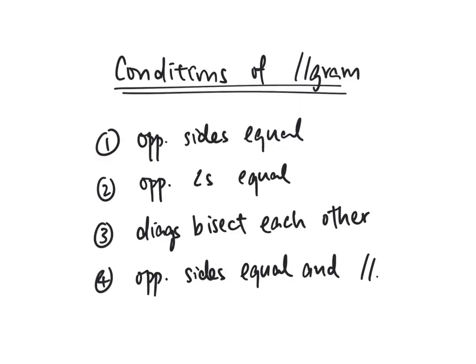So in this video, we have covered 4 different conditions of a parallelogram. These are the proofs of a parallelogram: opposite sides equal, opposite angles equal, diagonals bisect each other, and opposite sides equal and parallel.